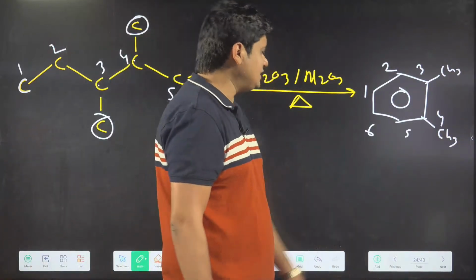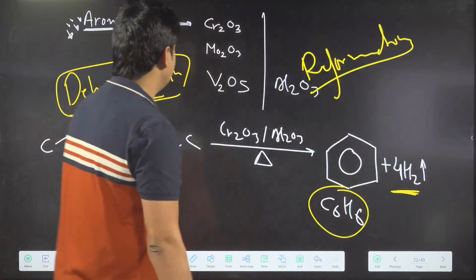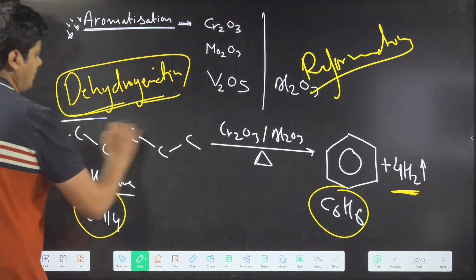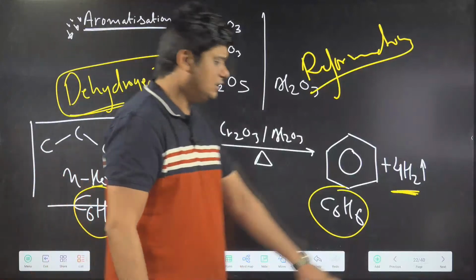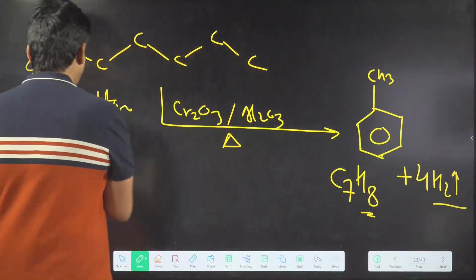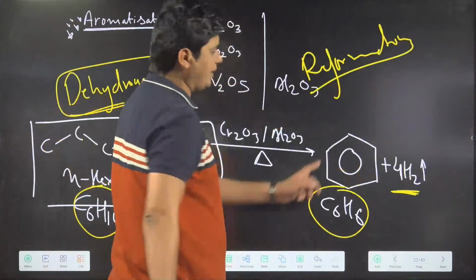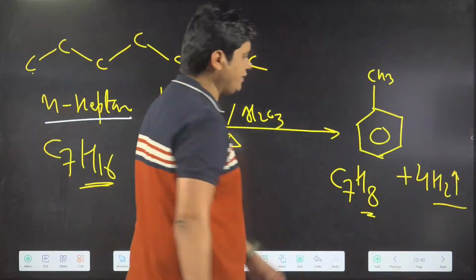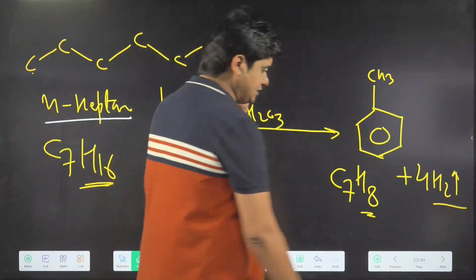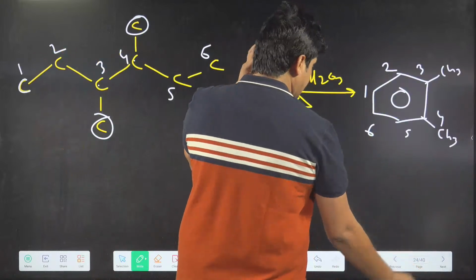Generally they will ask only 2 questions, one for normal hexane and one for normal heptane. Normal hexane gives benzene and normal heptane gives toluene. Is it okay or not? This is clear. Come to the next reaction.